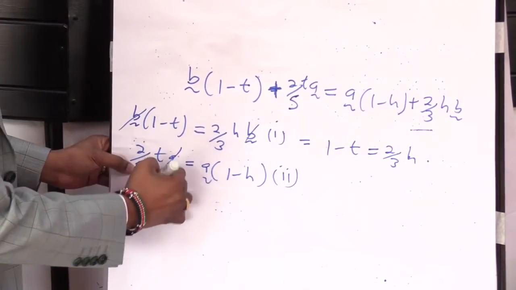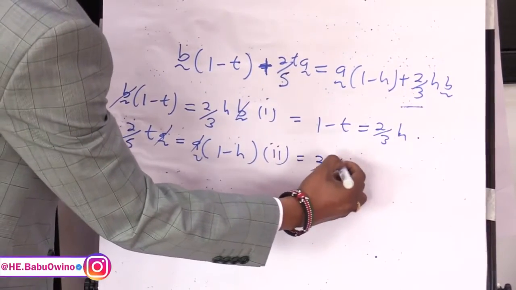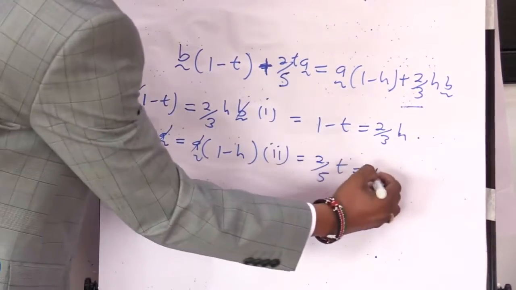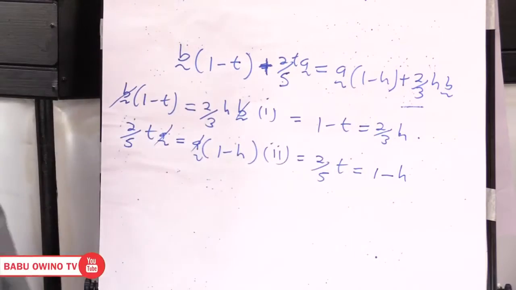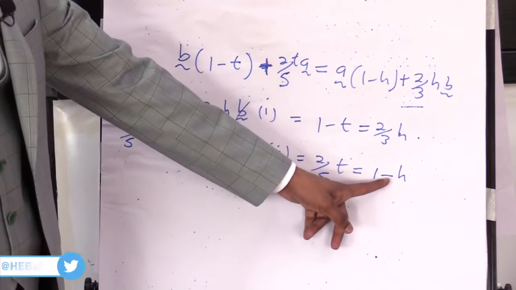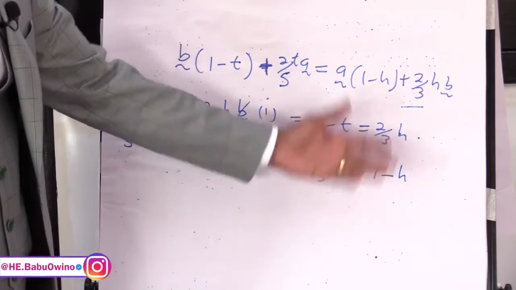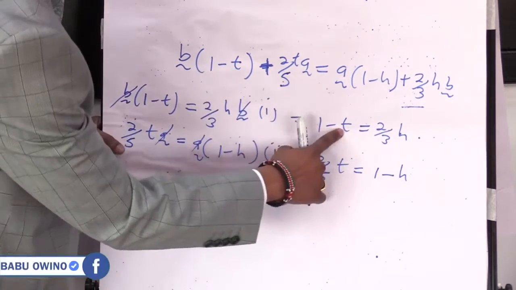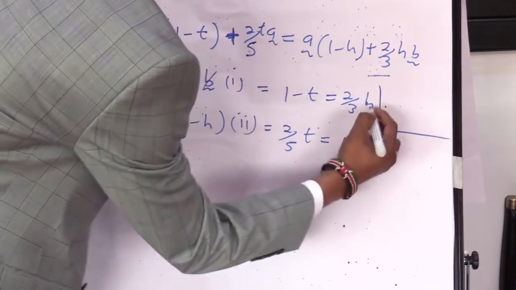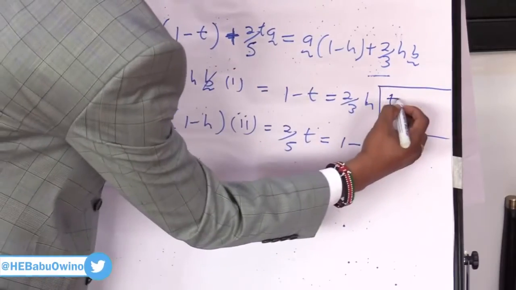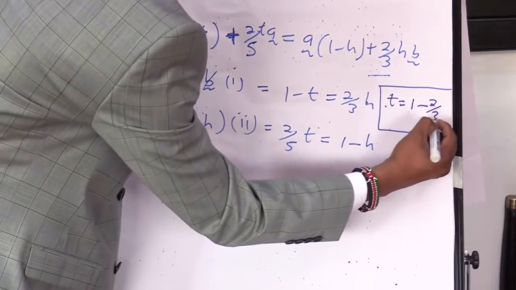And here this A goes with this A, so here you get 2 over 5 of T equals 1 minus H. So these are two simultaneous equations. Make H the subject of the formula from here. If we make either H or T, so if we make T the subject of the formula from here, then you get T equals 1 minus 2 over 3 H.